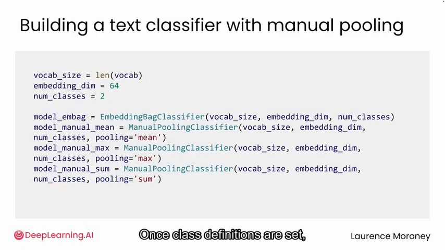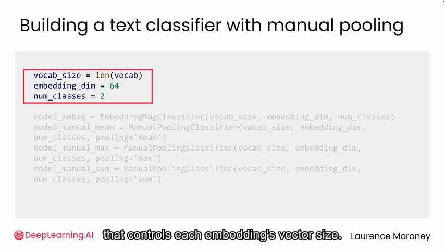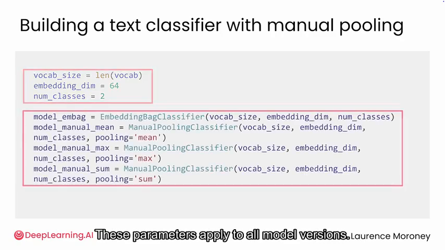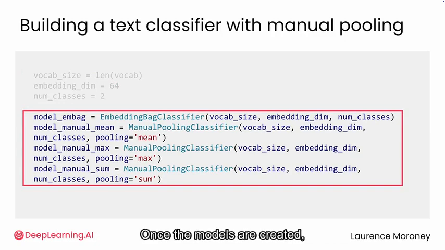Once class definitions are set, models are ready to be initialized. And here's how that looks. The vocab size parameter specifies the number of unique vocabulary words. Embedding dim is a hyperparameter that controls each embedding's vector size, and num classes represents potential outputs. In this case, there's two, fruit and vegetable. These parameters apply to all model versions. Once the models are created, they're ready for training and evaluation.